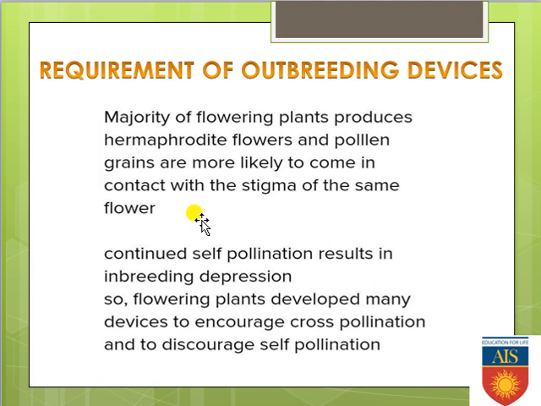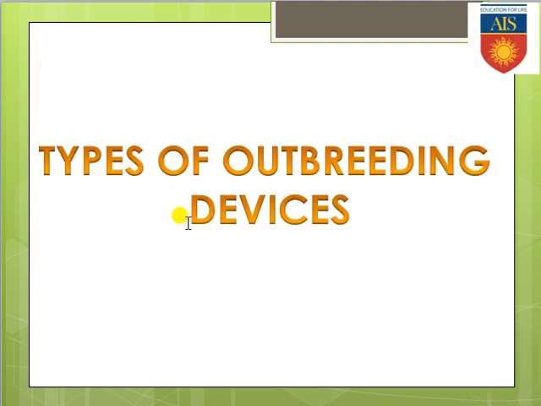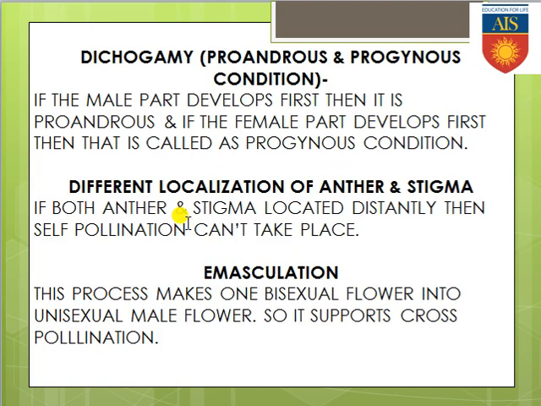So this is the overall requirement of the outbreeding devices, where we can encourage cross-pollination so that the same kind of features will not be repeated generation after generation, and new features can come, and that is only possible if we perform cross-pollination. Going to the next slide. Here you can see some of the types of outbreeding devices. So let's see the types of outbreeding devices shown here.